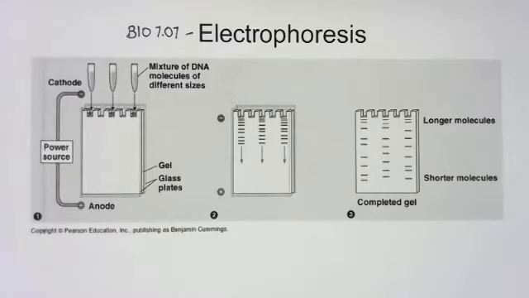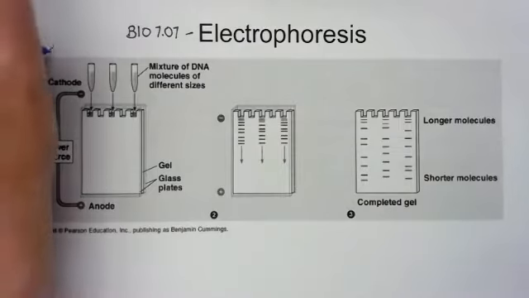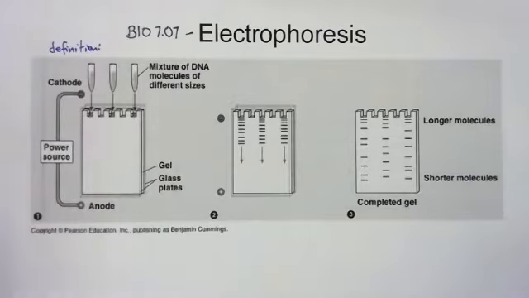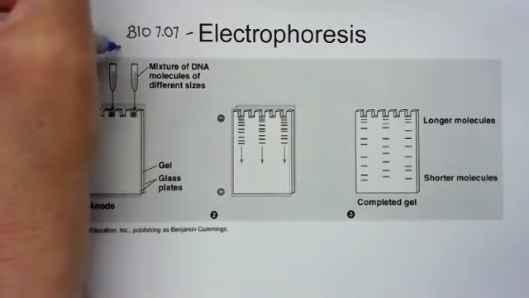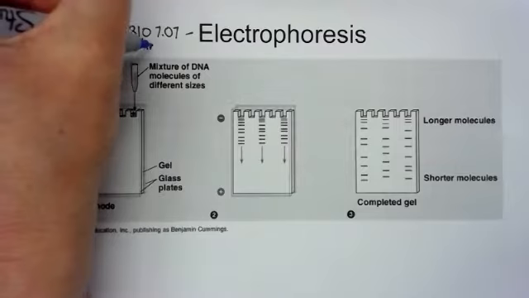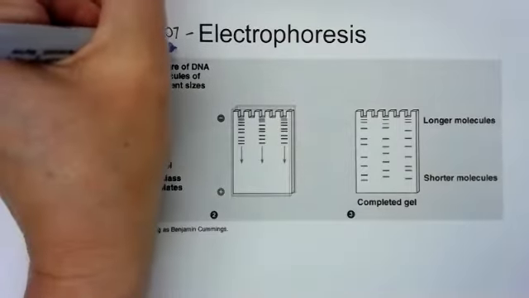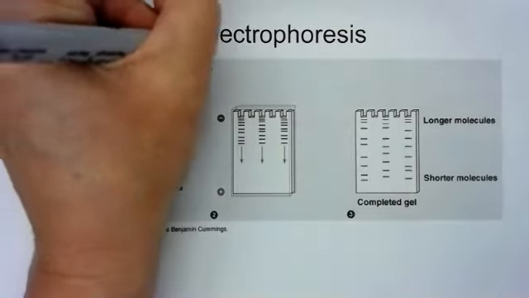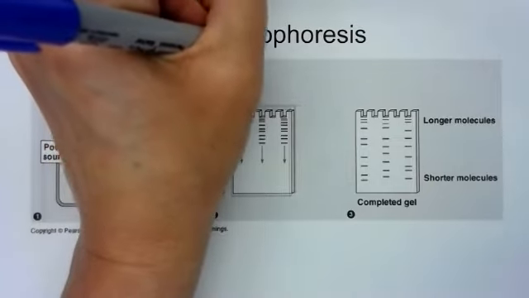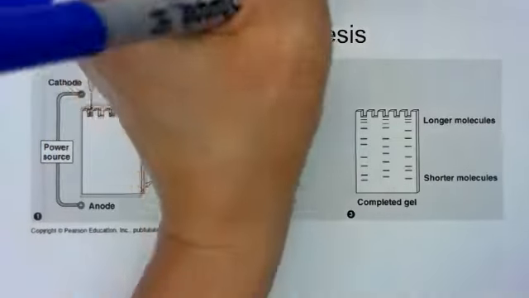All right, welcome back. This is biology lesson 7.07 on electrophoresis. And what we're talking about today, electrophoresis, is the process of separating fragments of DNA using an electric current. So let's write that down. The definition is separating fragments of DNA using electric current.